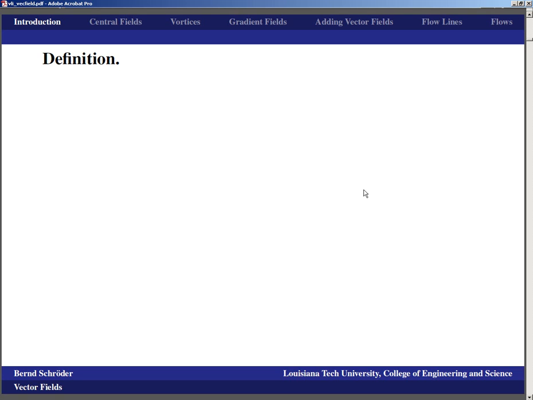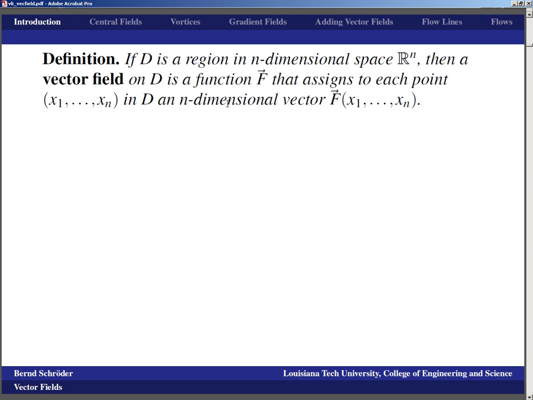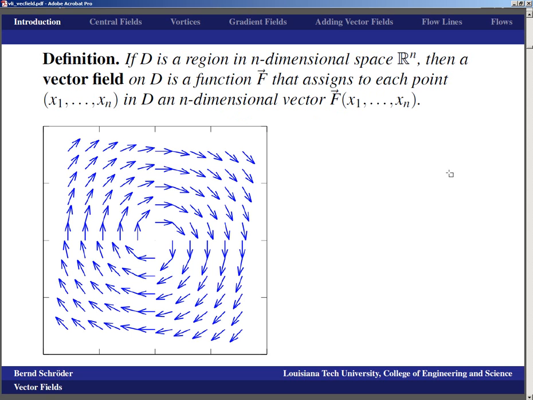Okay, so the mathematical definition is that if we have a region D in n-dimensional space Rn, then a vector field on that region is a function f that assigns to each point x1 through xn in D an n-dimensional vector f of x1 through xn. So that is just another function, essentially. We've seen this often enough. This is basically verbatim the definition of a function of one variable, except that now we're mapping n variables to an n-dimensional vector, right?